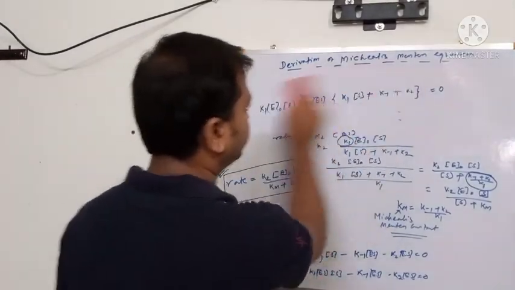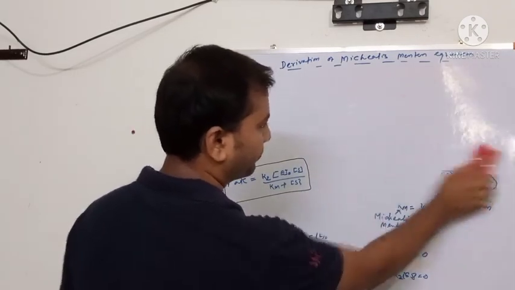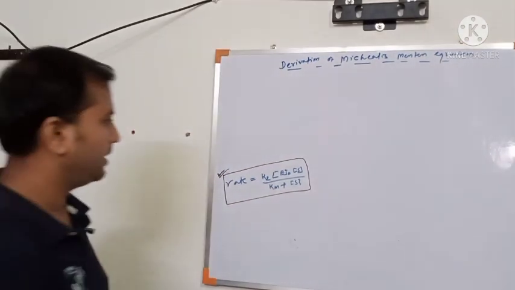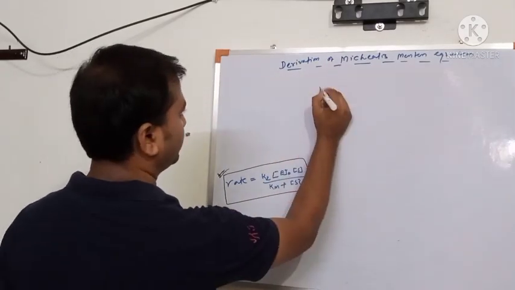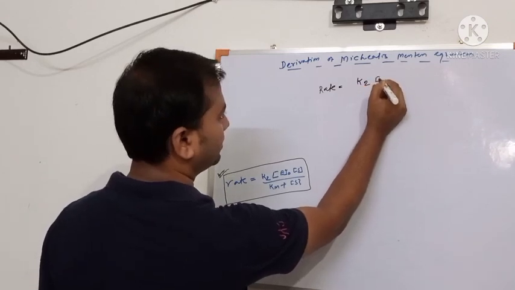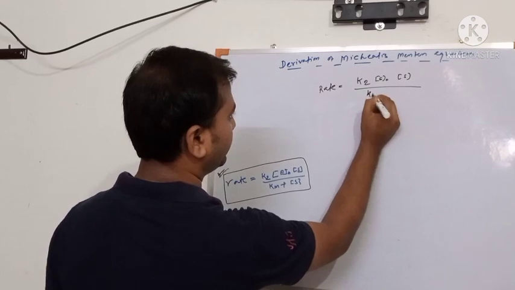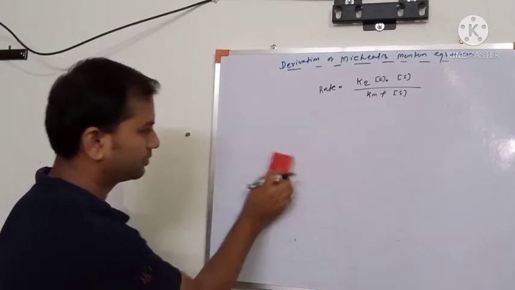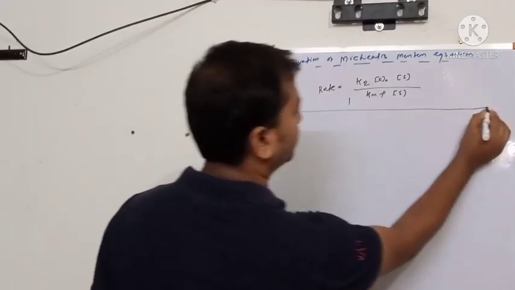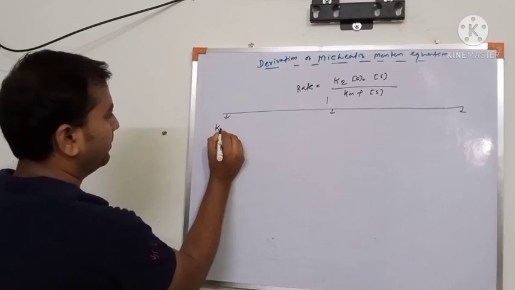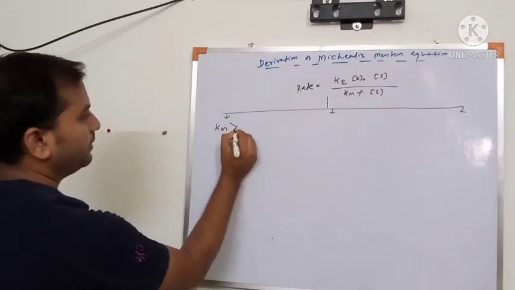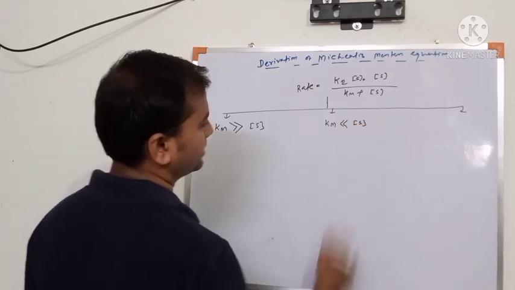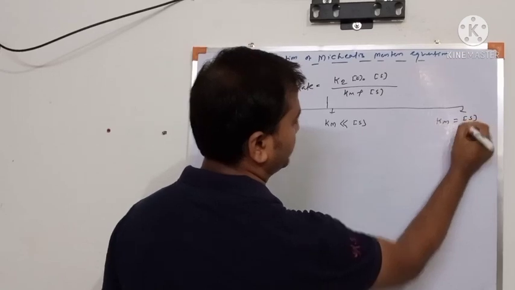Now three conditions or assumptions apply on this equation, rate equals K2 E naught S by Km plus S. The three conditions are: Km very much greater than substrate concentration, Km very much less than substrate concentration, or Km equal to substrate concentration.